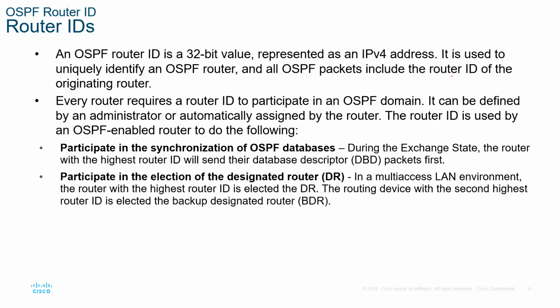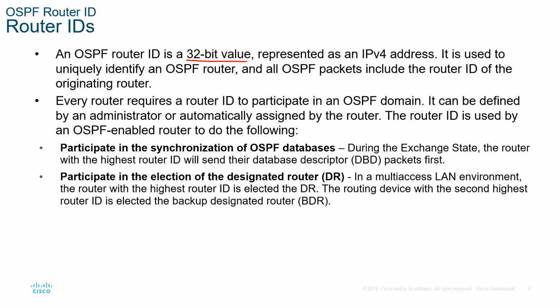An OSPF router ID is usually a 32-bit value represented as an IP version 4 address. All right, it's used to uniquely identify an OSPF router, and all the OSPF packets include the router ID of the originating router. So it's a way of identifying the routers and the processes of each of the routers when it comes to OSPF. Generally, every router is required to have its router ID in the OSPF domain.